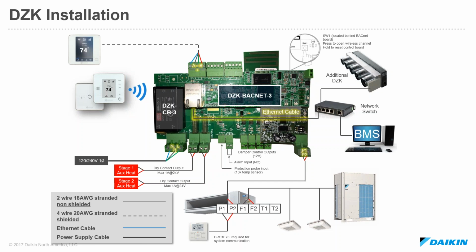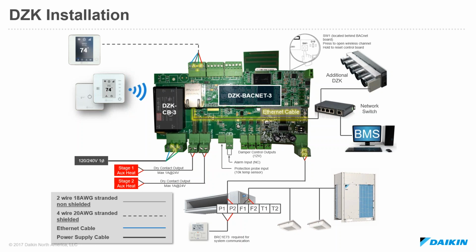There is a very important switch on the DZK's main board. It's SW1. We can use that to open the wireless channel so we can start pairing the wireless thermostats to the DZK. We also can use that to essentially reset the DZK's main board if you want to wipe all settings and go back to factory.